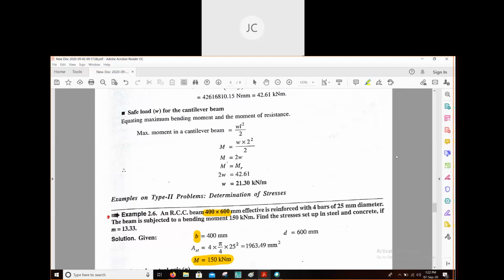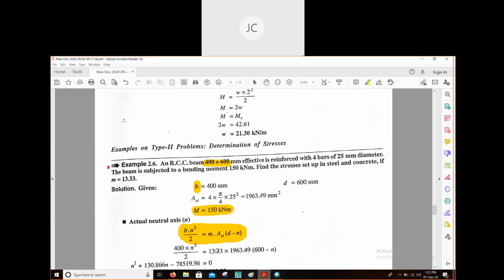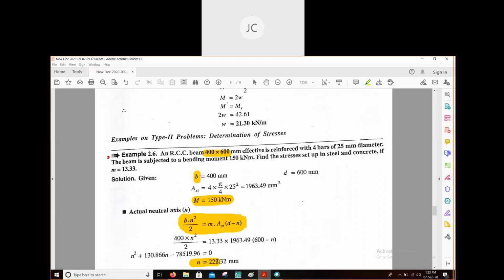First we will determine the neutral axis. The actual neutral axis formula is the same one which we used in the last class. This is the formula for finding the actual neutral axis: B n square divided by 2 equals m into AST into d minus n. Now B is given, m is given, AST is given, d is given. The only unknown is n, the depth of neutral axis. From this formula, you can find the value of n. Our n will come out as 222.32.